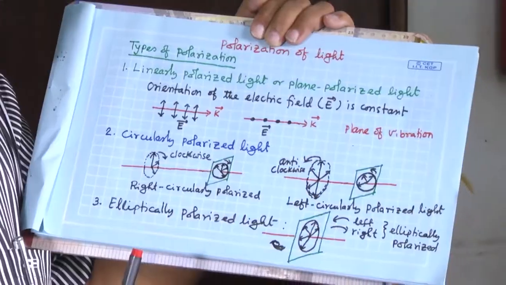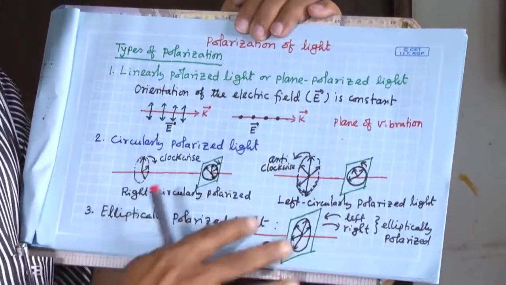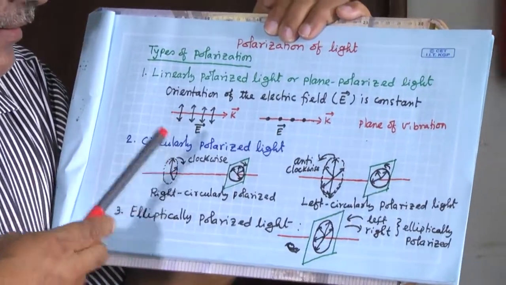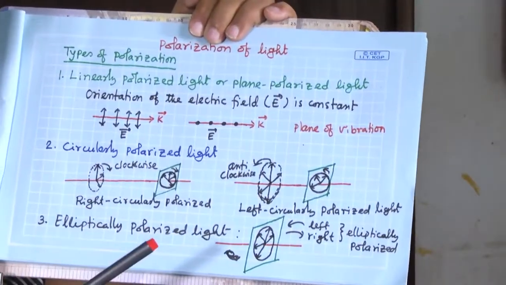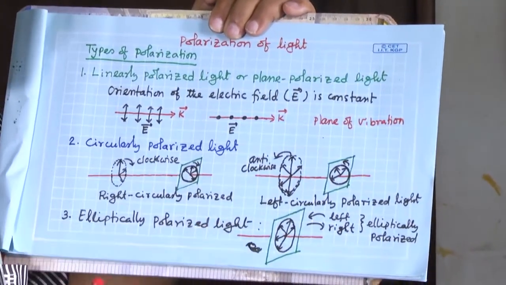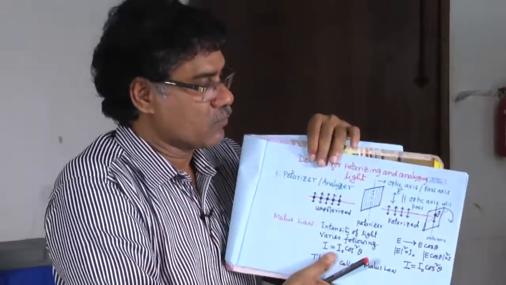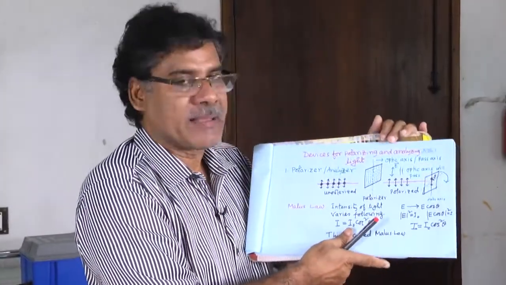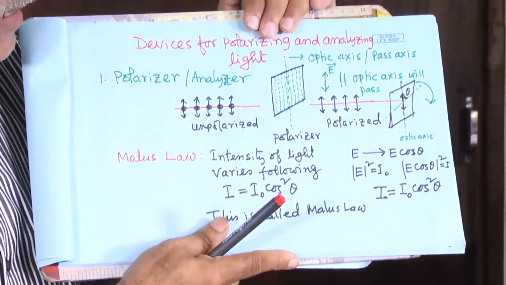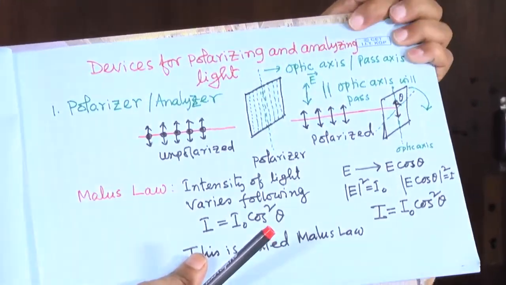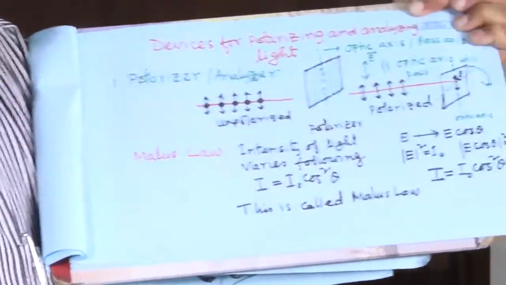So, how can one identify whether it is linearly, circularly or elliptically polarized light, and how to distinguish them? Experimentally one can find out. Next, for polarization, how do we get polarized light? Generally natural light is unpolarized light, and to get polarized light you need some device, some arrangement.